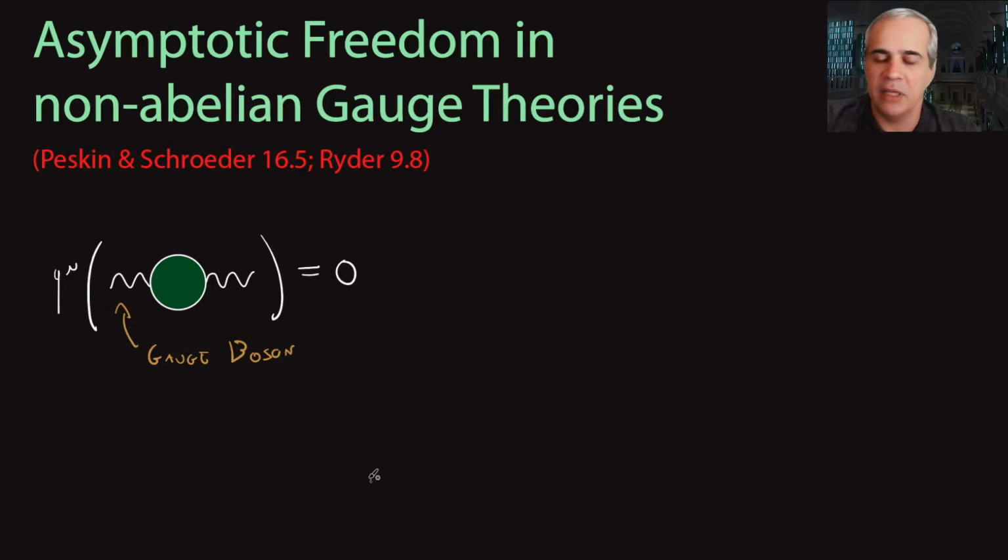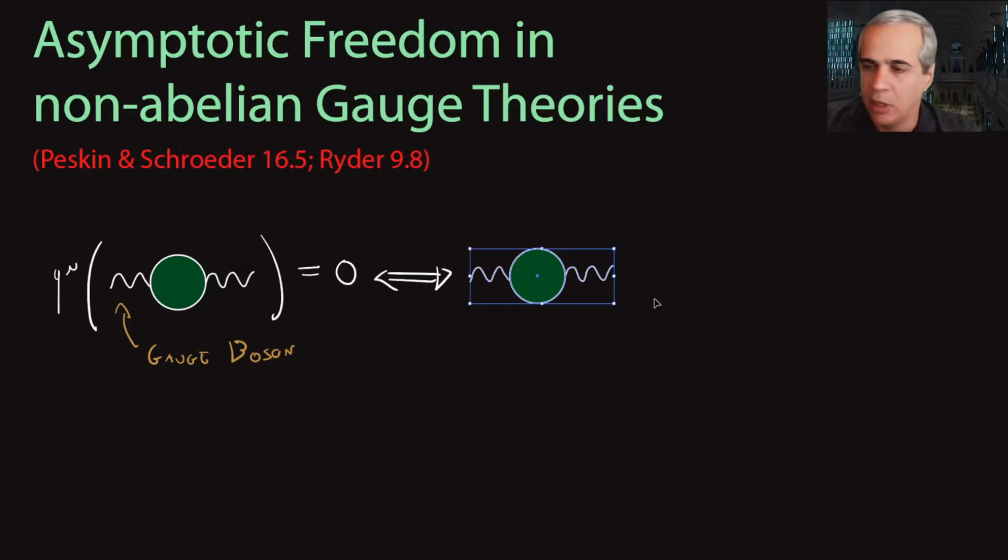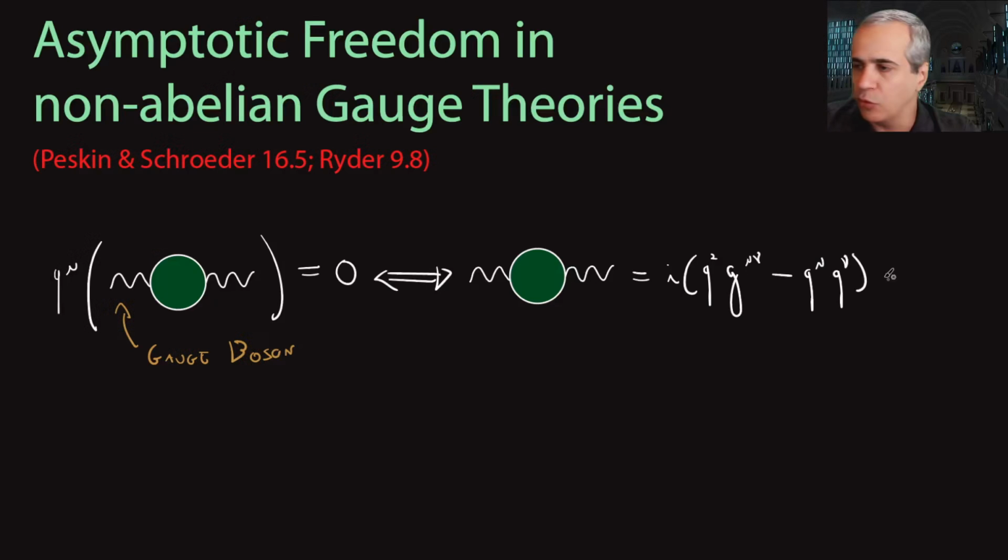So in the non-abelian case, we know Ward identities are true, and that had an important consequence, which was that the full propagator for the gauge boson could be written in a particular form, which is this one. This was the most general thing you could write for a photon, right? So that condition fixes this Lorentz structure in front of the full propagator.